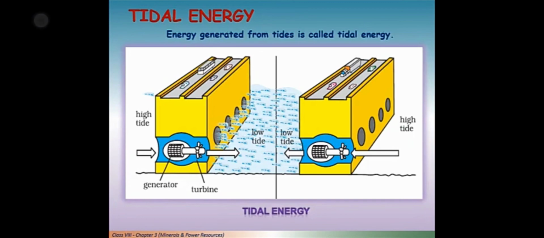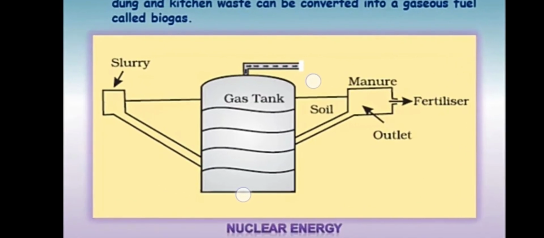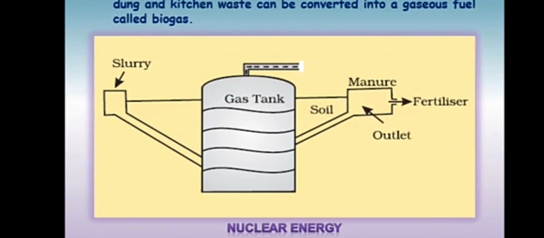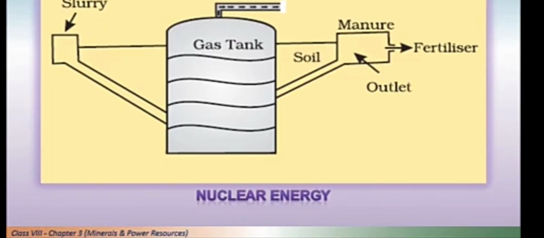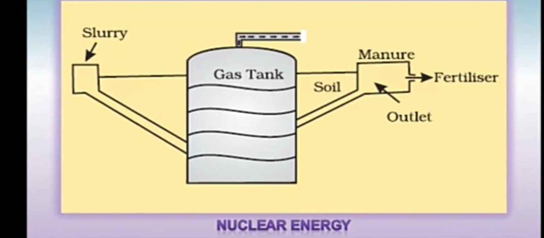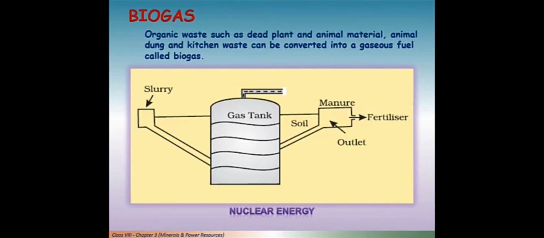And the last one is biogas. Biogas means organic waste or dead plants or animal matter and materials, maybe animal dung and kitchen waste. Everything is stored in this tank, and after some time it will convert into gas. So we take that gas and use it for other purposes, like filling it in cylinders, and we use it for cooking. And in the extra parts, slurry means the waste will come out. So this is about biogas.